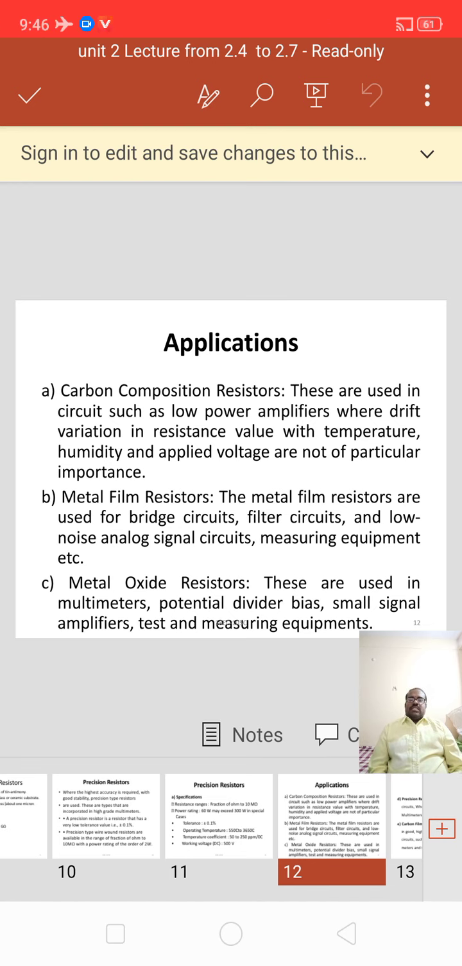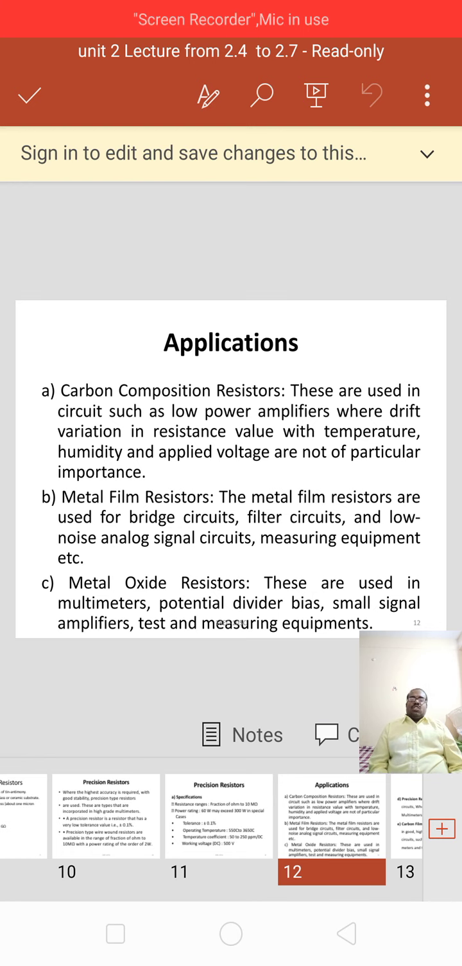Next, metal film resistors applications. These are used for bridge circuits, filter circuits, low noise analog signal circuits, measuring equipment, etc.